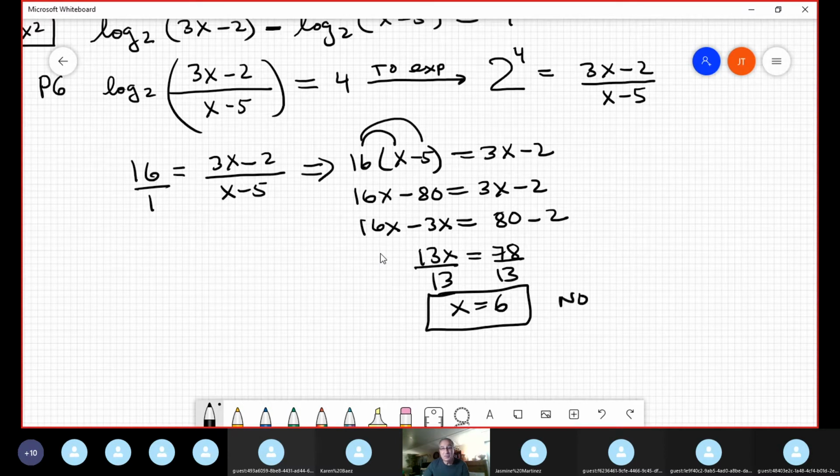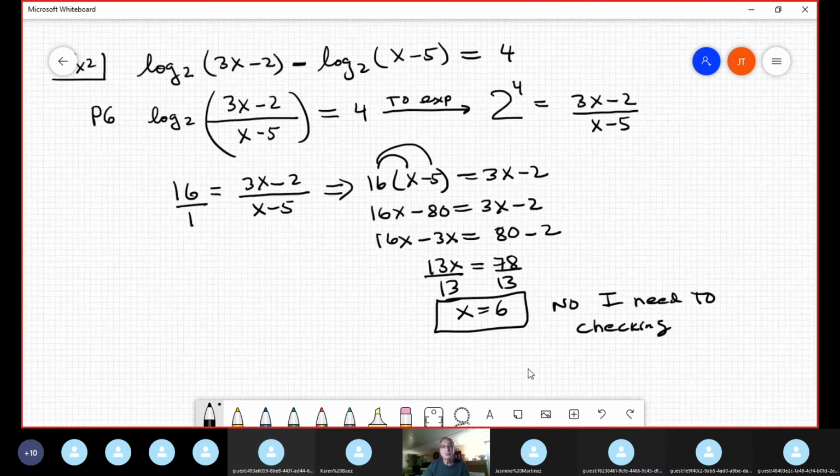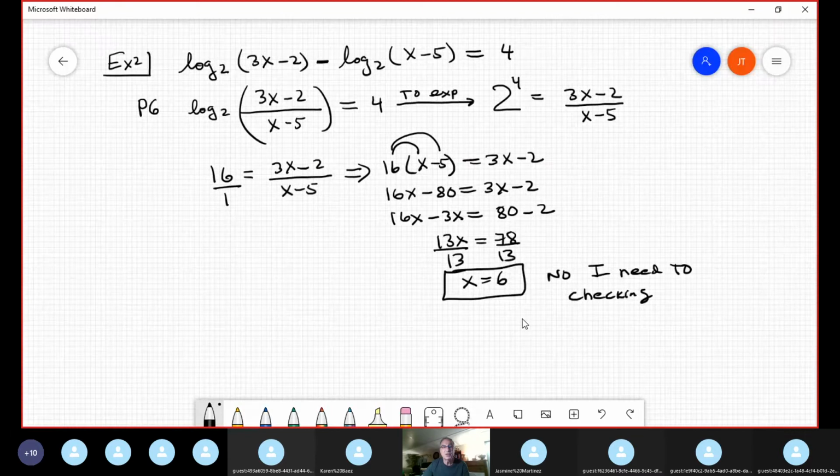No, I need to check it. Always in the logarithm equation, I need to see solutions and check them. Verification that this solution is good. It's easy. It's just plugging in 6 in the original equation. So the original equation is log base 2 of, plugging in 6 here. Replace x for 6. Replace here x for 6.